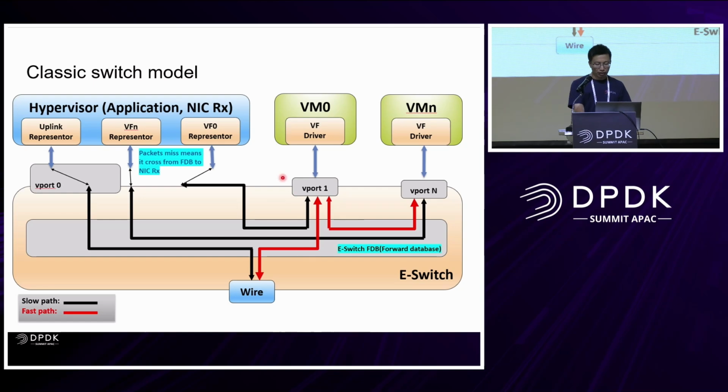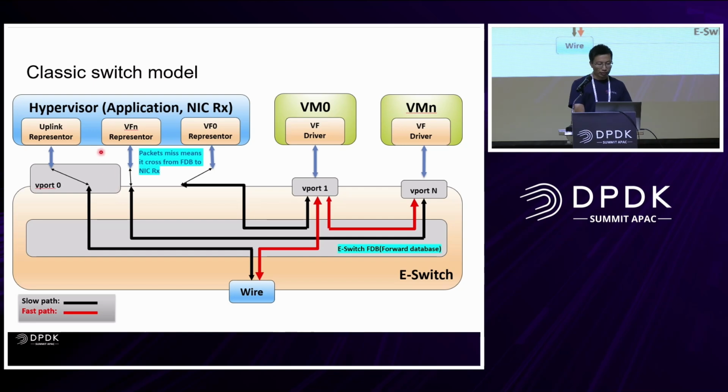If the packet misses from VM 0, then it will miss to the VF 0 representor. If the packet misses from traffic coming from the wire, then it goes to the uplink. So that's the default behavior. A packet miss means that it crosses from FDB to the NIC-RX domain. It just crosses domain.